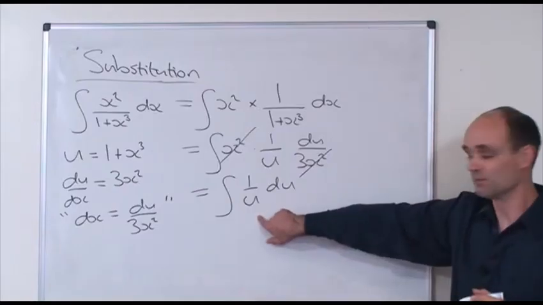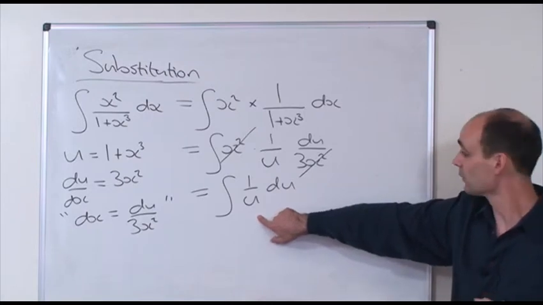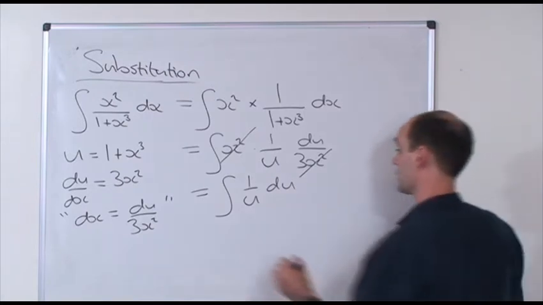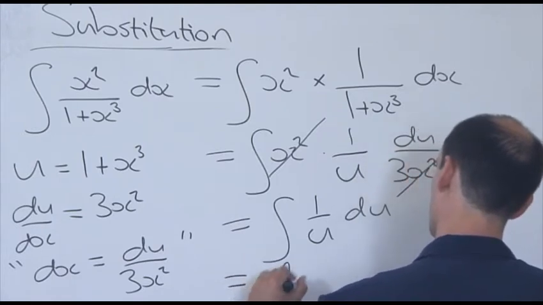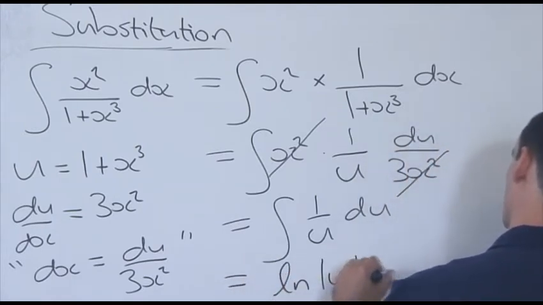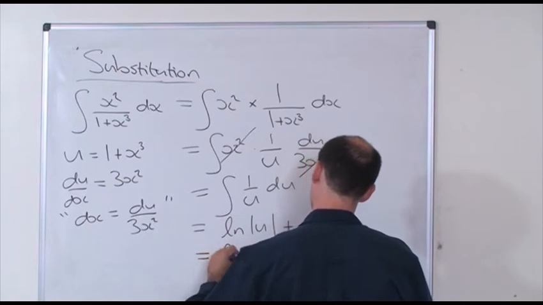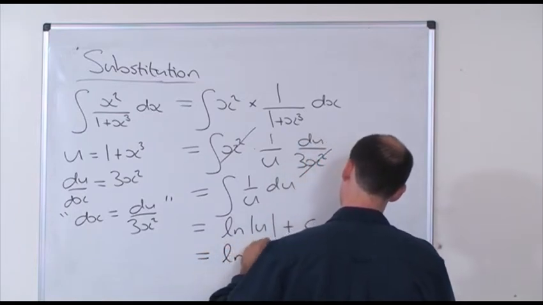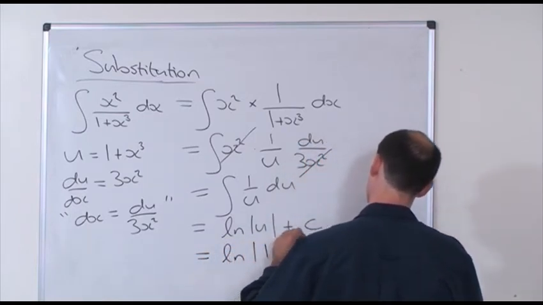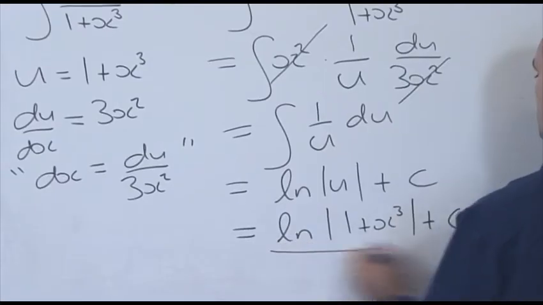And you should know what the integral of 1 over u is with respect to u. That should give us a logarithm function. So the answer is the logarithm of the modulus of u plus c. And the last step, again, is to substitute back in for what u is. So that gives us the logarithm of the modulus of 1 plus x cubed plus our integration constant.